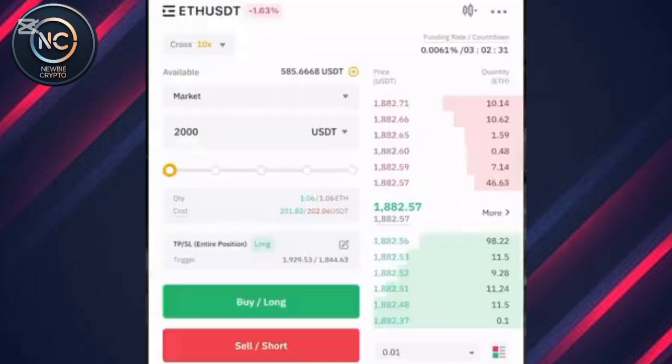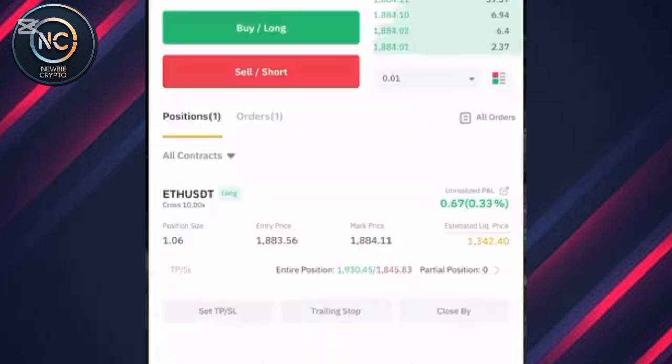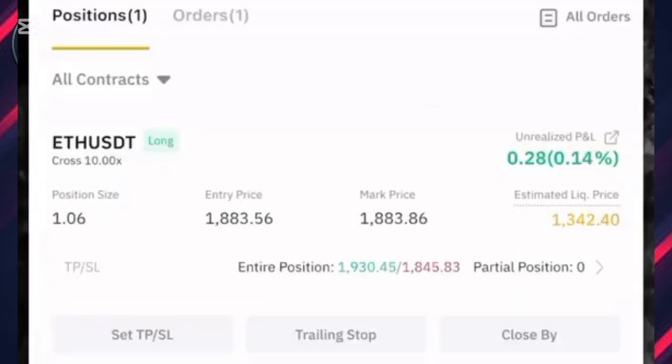And once you've done that, then you come here and tap on long, since we are longing. Now, as you can see on the screen, we've entered the trade already and instantly because we used the market order. Now, I want to explain some things about what you have on your screen. Right here, where the arrow is pointing to, where you have ETH USDT and where you have cross and 10x, that's showing you the information about this trade that you've just entered.